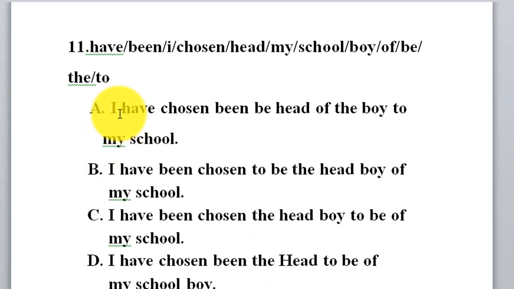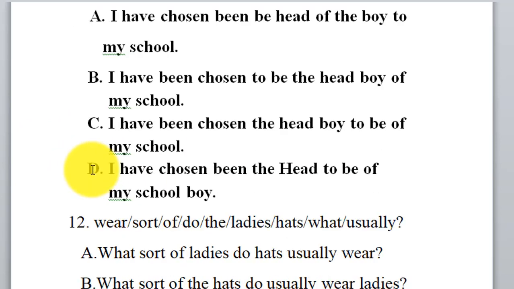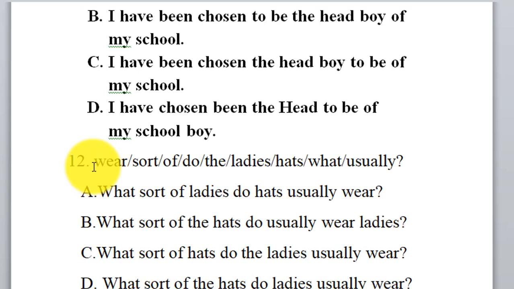D and A are the same pattern, the same sentence structure, so we don't choose them. So where do we focus? On B and C. In C, the words are not in the right order. So the answer should be what? We answer B. So: I've been chosen to be the head boy of my school. Yes, this is the right order of the sentence, so it carries meaning definitely. Right? So you should be systematic to answer such kinds of questions.